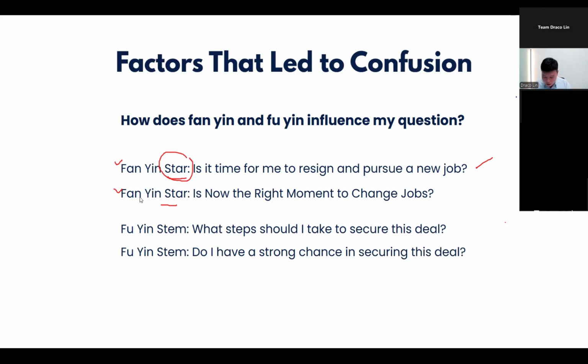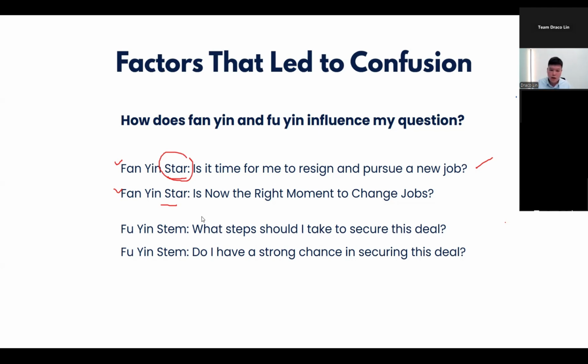Parrish has given me two different models of answer, which is really good. CY says no, so we hold this first. We look into the second question here. The second question says that with a funding star, is now the right moment to change job? I might not have a job right now. I might not even have an opportunity right now. I'm just asking. So, is now the right moment to change job?